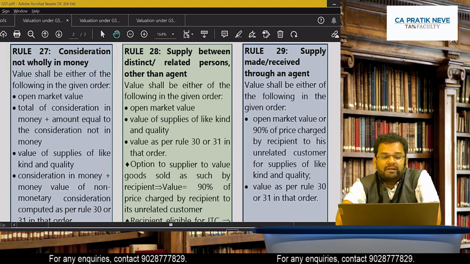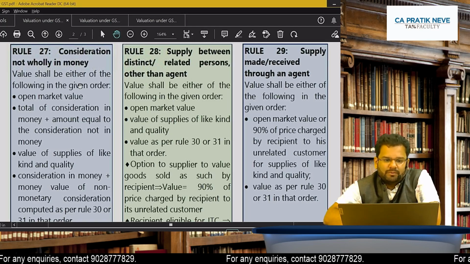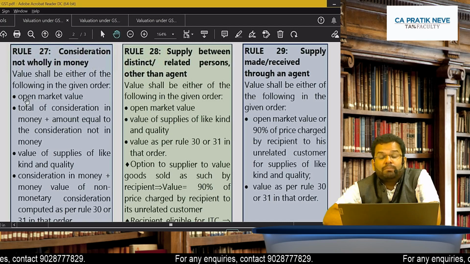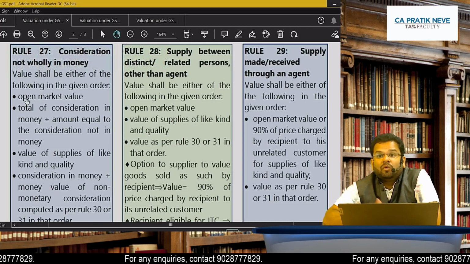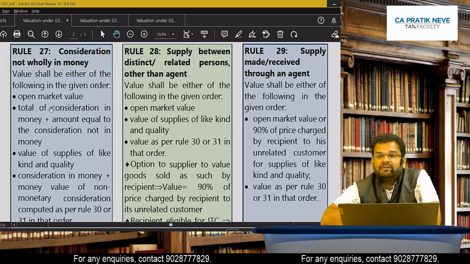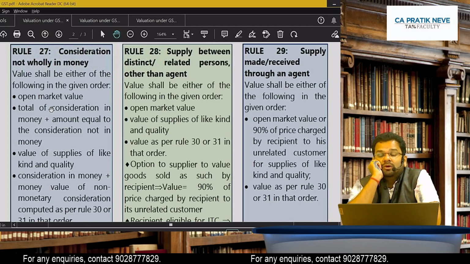This will not happen directly. It will be like this. How will it be? What shall be the value? The value shall be open market value. Okay. What is the meaning of the words open market value? Yes, any idea? What is the meaning of open market value?